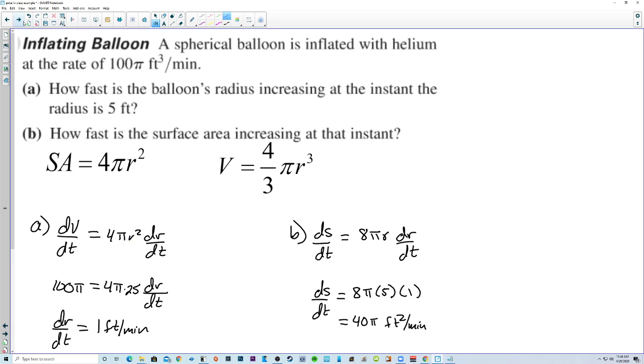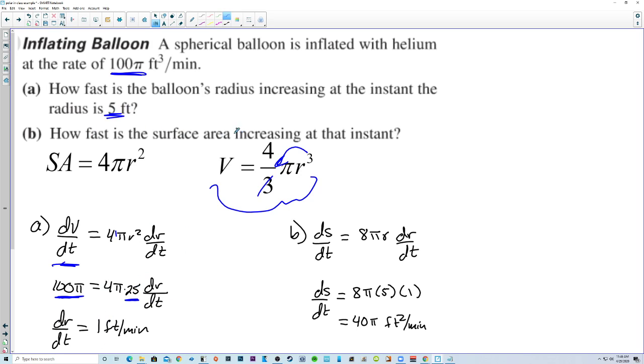A spherical balloon is inflated with helium at a rate of 100 pi feet cubed per minute. How fast is the balloon's radius increasing at the instant the radius is 5 feet? So we're going to take the volume. We know that dV/dt is, multiplied by 3, the 3 goes away, 4 pi r squared times dr/dt. Well, we know that the volume's changing at 100 pi, so there's 100 pi, and when the radius is 5, we have 25 there. That's actually 100 pi, so when we divide, we get 1 foot per minute.